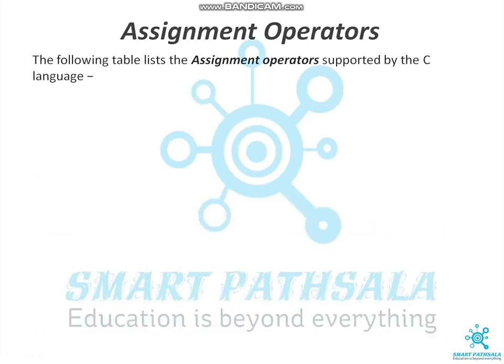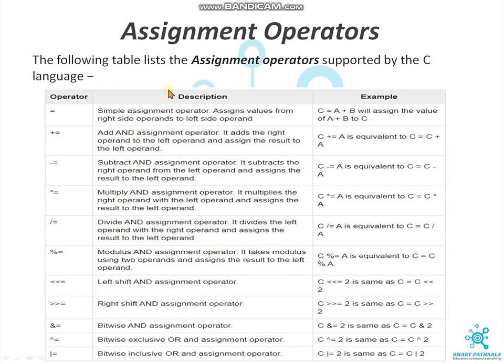Next one is assignment operator. Here is the table that shows the assignment operators. First one is what? Equal to. Simple assignment operator assigns values from right side operands to left side operands. The simple assignment operator stores the value of the right hand side to the left hand side. Here C equal to A plus B means the value of A plus B will be stored in C.